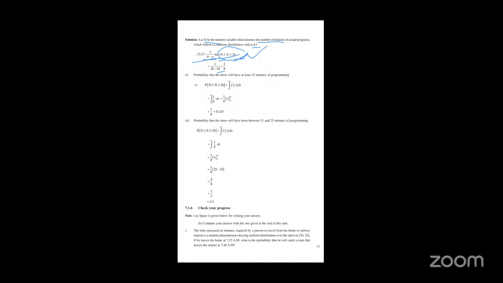Now what is the first question we are having? The first question is the probability that the show will have at least 25 minutes of program. Since the maximum is 26 and they are asking at least 25, in the lower limit we need to take 25 and the upper limit 26. It will be the integration from 25 to 26 of f of x dx. f of x we already found, 1 by 8, so we will substitute that f of x.